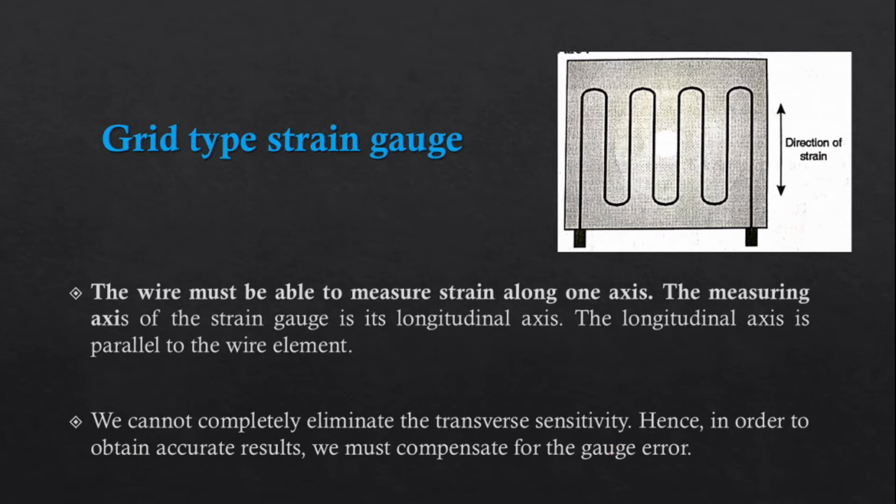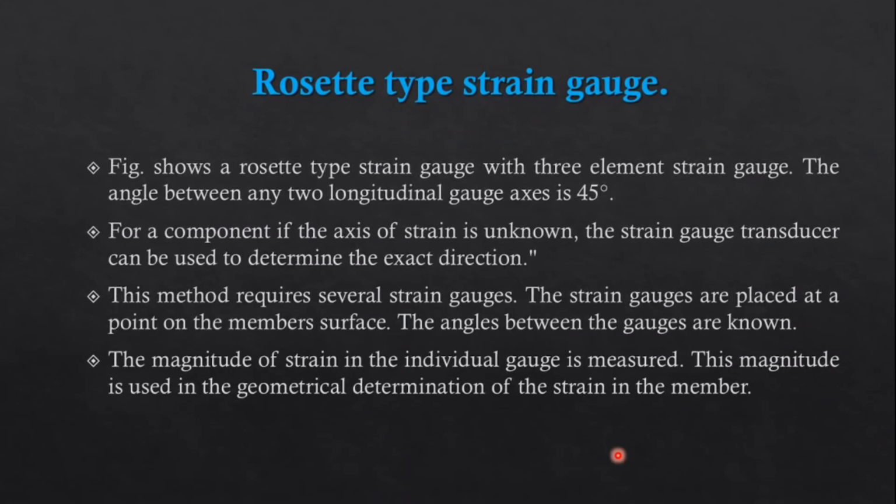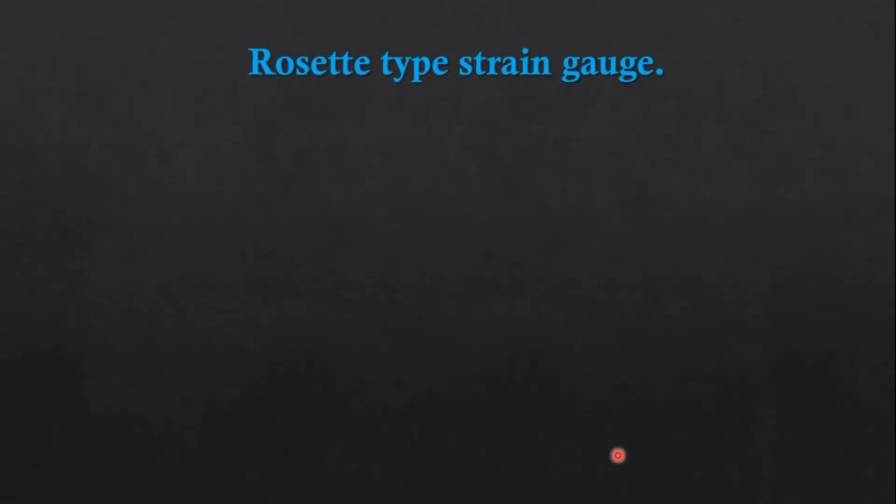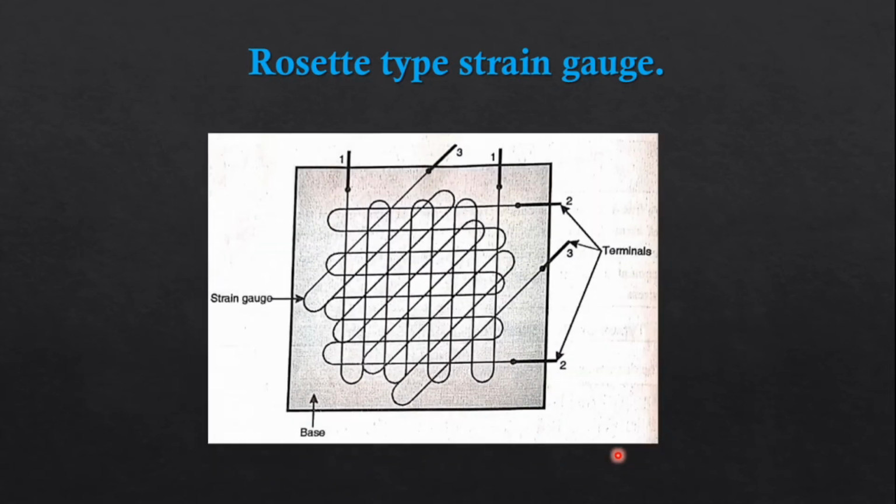Okay, now let's see the second one, that is the rosette type strain gauge. As we can see in the figure, let's see the figure first. This is the figure of rosette type strain gauge. Over here the different gauge wires are located at a 45-degree angle. Over here we have gauge number or the wire number 1, and here's the end of the wire number 1. Over here is the wire number 2, and here is the wire number 3. So these are the terminals of the wire, and this is the base from where we can measure our value of force.